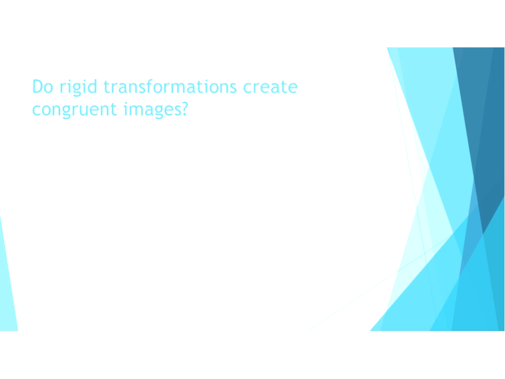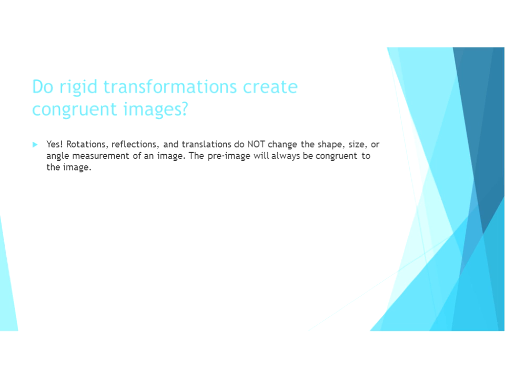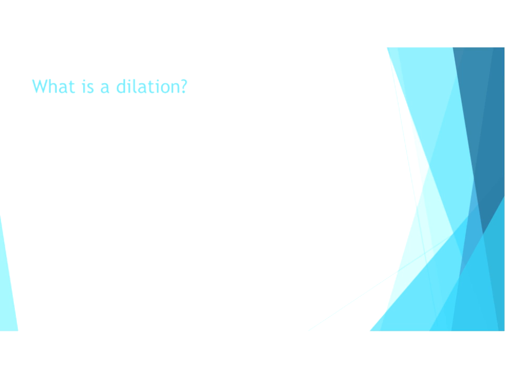Do rigid transformations create congruent images? The answer is yes. Rotations, reflections, translations, these types of rigid transformations do not change the shape, size, or angle measurements of an image. The pre-image will always be congruent to the image that is created.